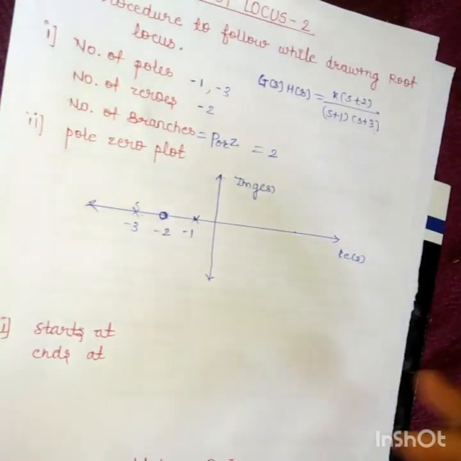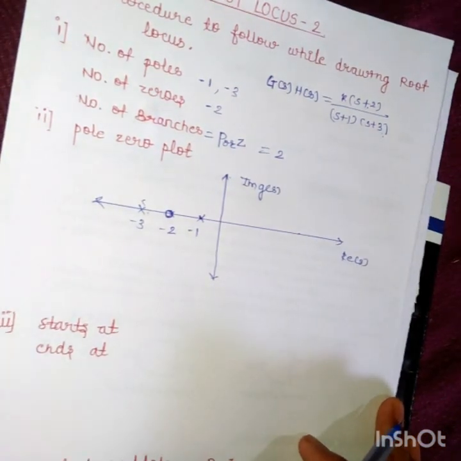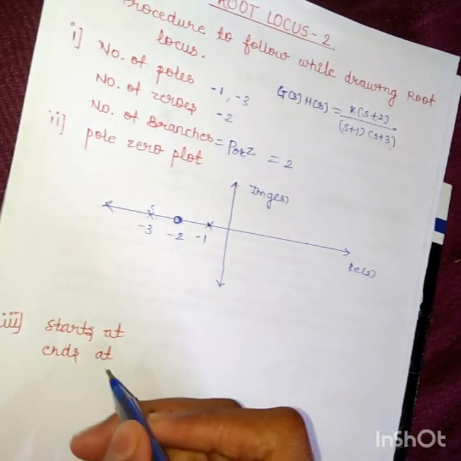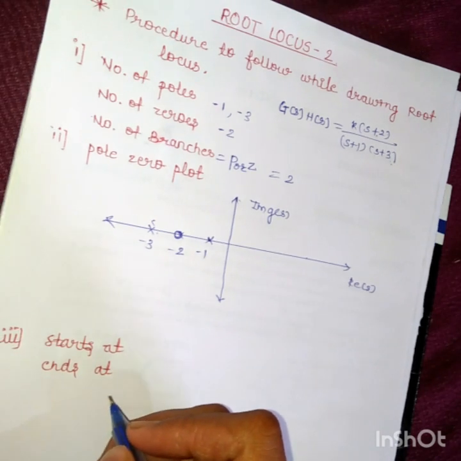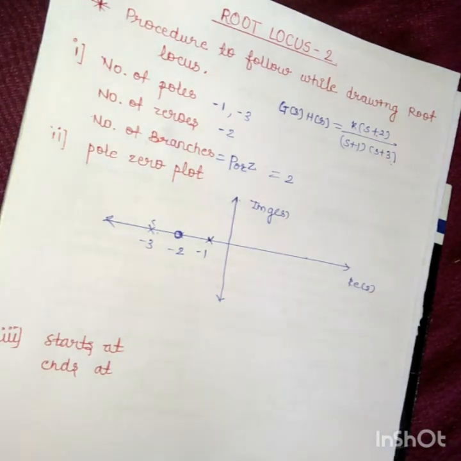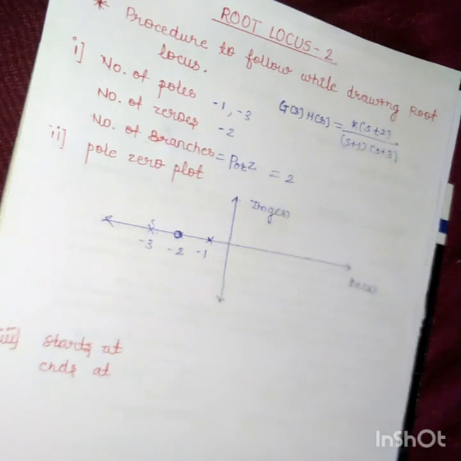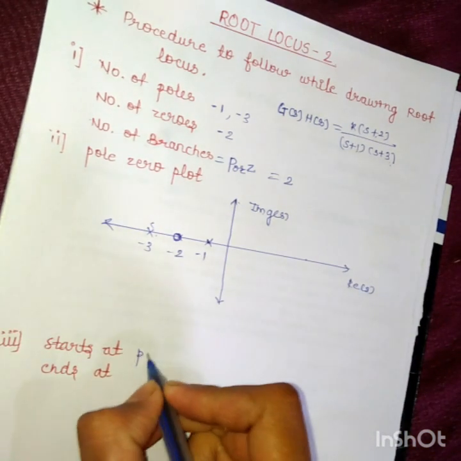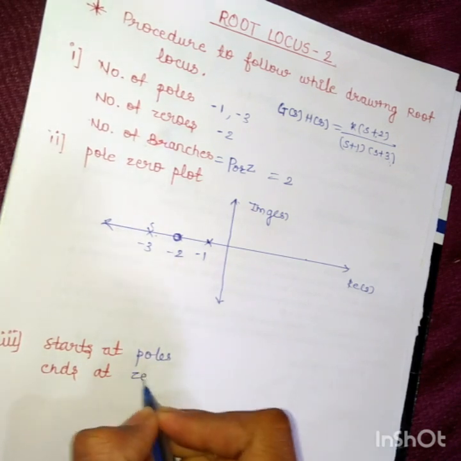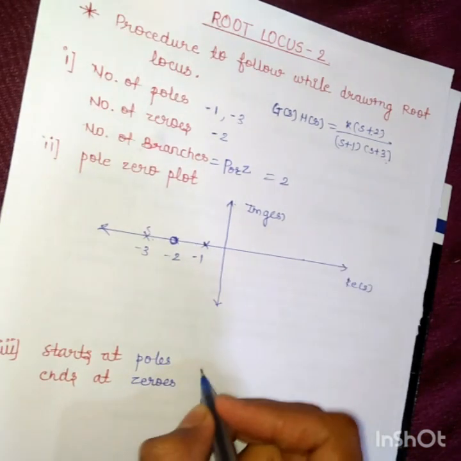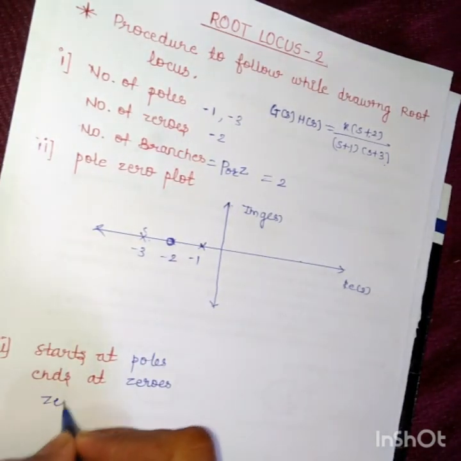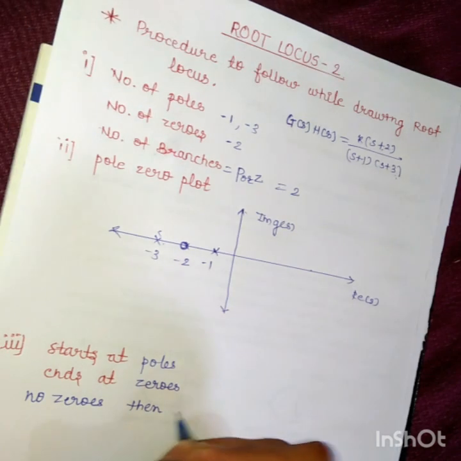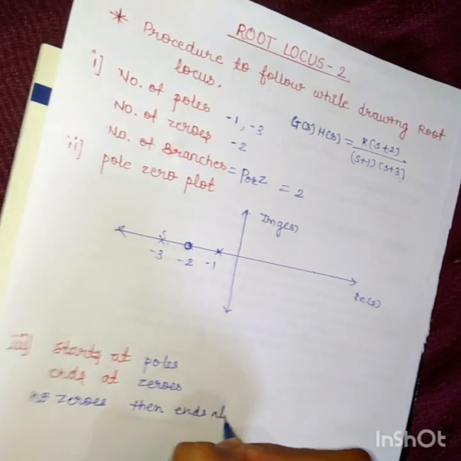Now the third step will be from where to start and at what point we should end. In the previous video I told you about the starting point and the ending point of the Rootlocus. Rootlocus starts at poles and ends at zeros, and if there are no zeros, then it ends at infinity.